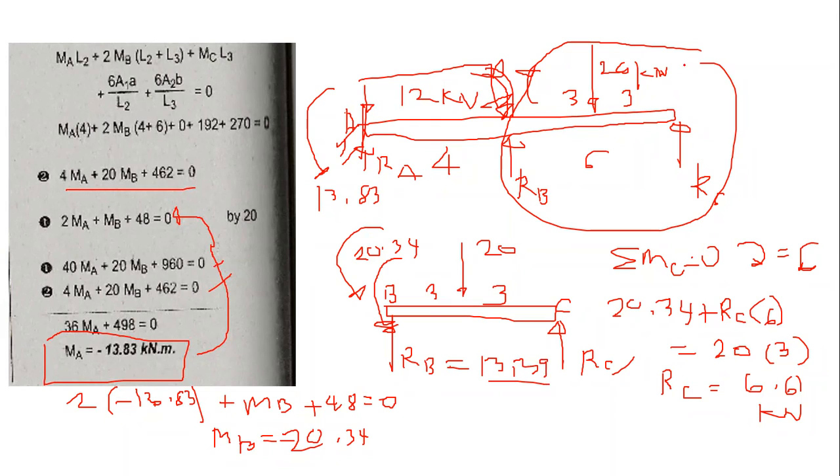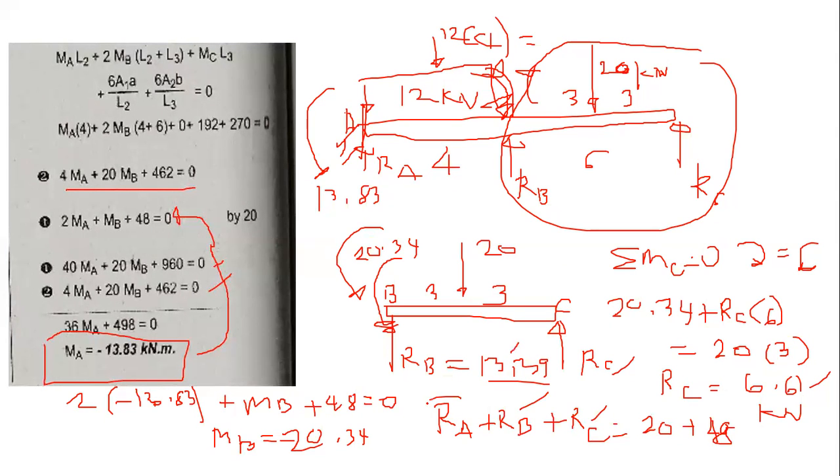Madali na rin ma-compute yung RA kasi ang total load is 20 plus, ito, resultant load here is 12 times 4. Okay, so you just have to sum the vertical forces. RA plus RB plus RC is equal to 20 plus, ito naman, 12 times 4, 48. Okay? So kung na-compute nyo na yung RC, at na-compute natin RB, we can compute also RA.